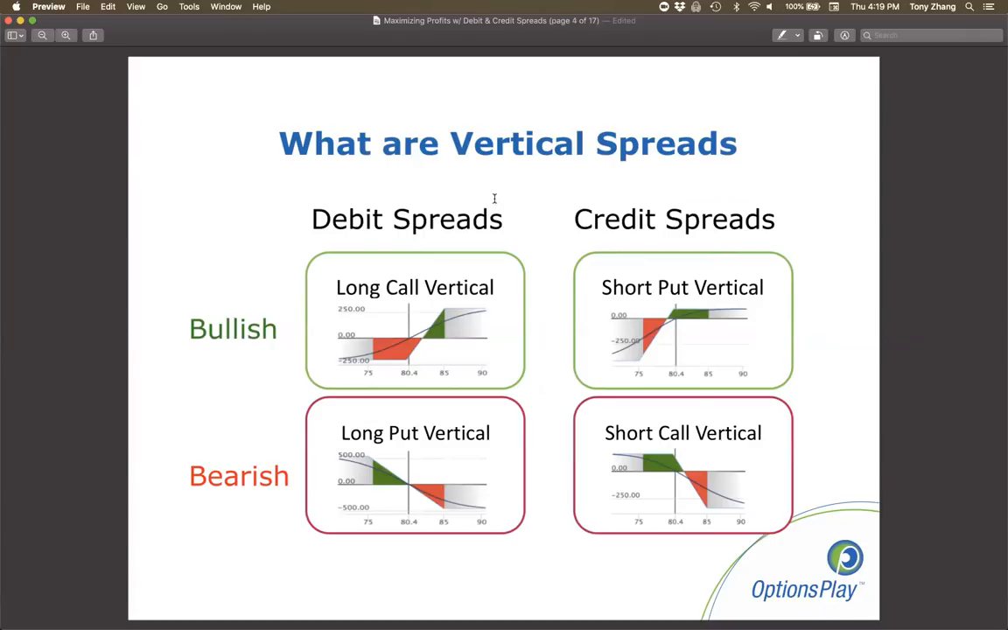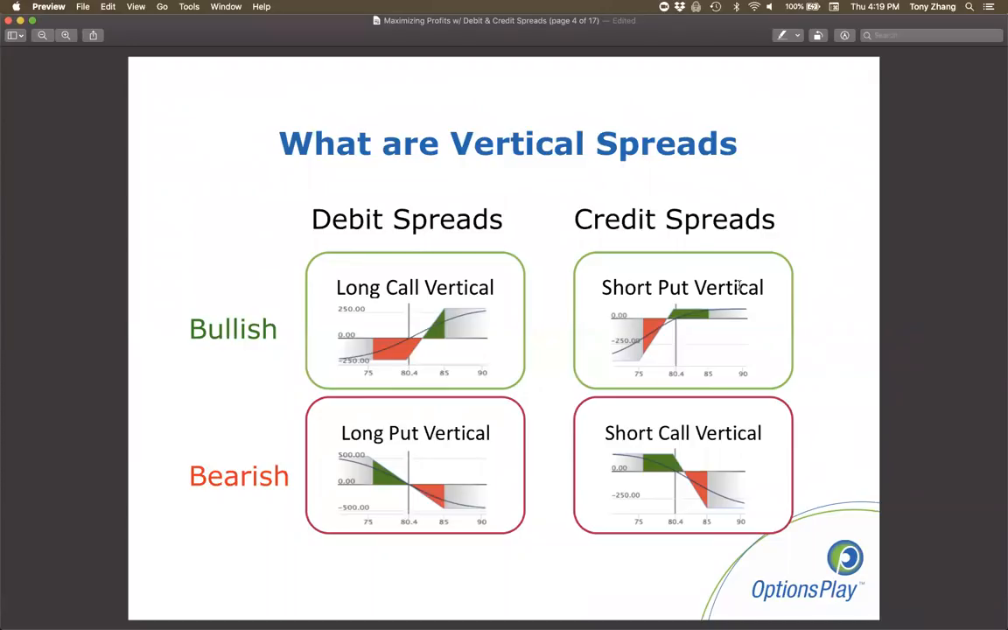So when we talk about debit spreads, there are two trades that you can make, and these are very similar to buying a call or a put. So the bullish trade is a long call vertical, and the bearish trade that you can make is a long put vertical. So same thing as buying a call or a put. Calls are bullish, puts are bearish.